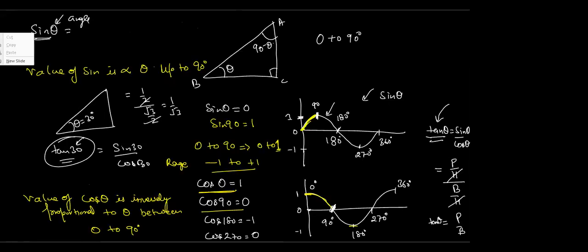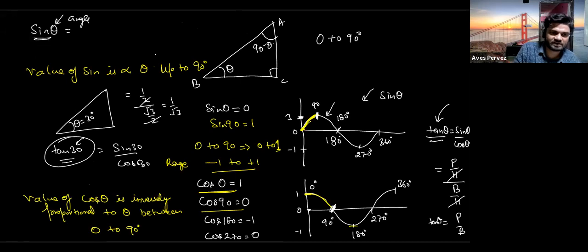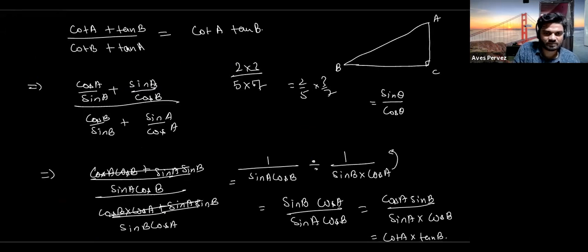Let's move further. Here is another type of problem that we usually face. That is, if we have cot A and tan B, such a problem means we have A and B, then cot A and tan B, and we have to prove that cot A into tan B. I have already taught you such a problem, in which we are having A and B.